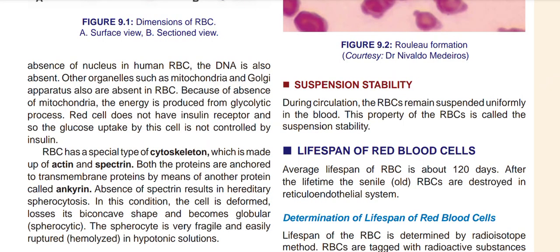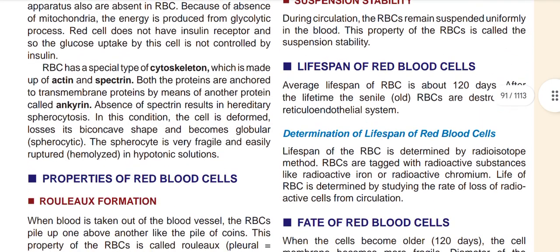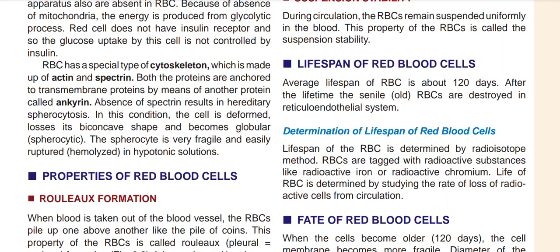Suspension stability. During circulation the RBCs remain uniformly suspended in the blood. This property of the RBC is called suspension stability. Now, lifespan of red blood cell. Average lifespan of red blood cell is about 120 days. After the lifetime, the old or senile RBCs are destroyed in the reticuloendothelial system.